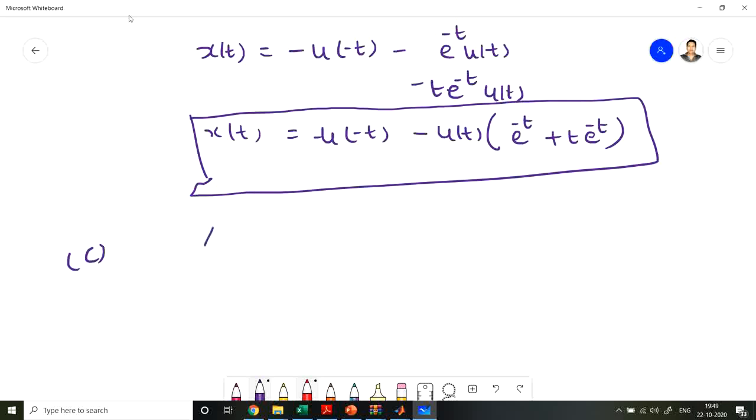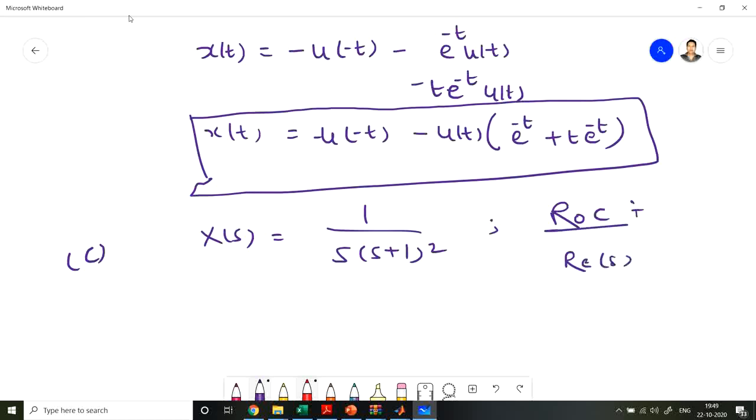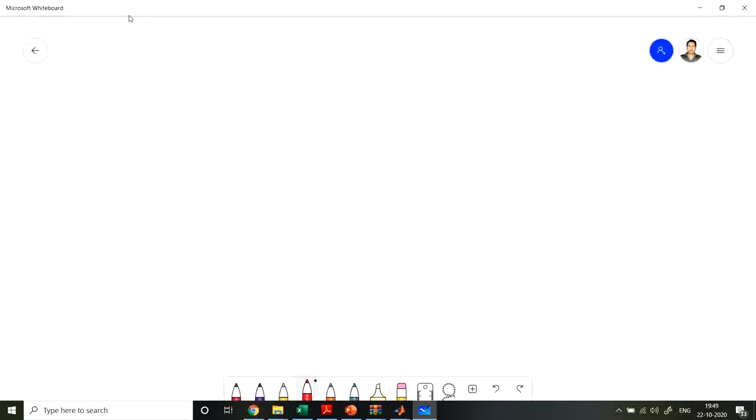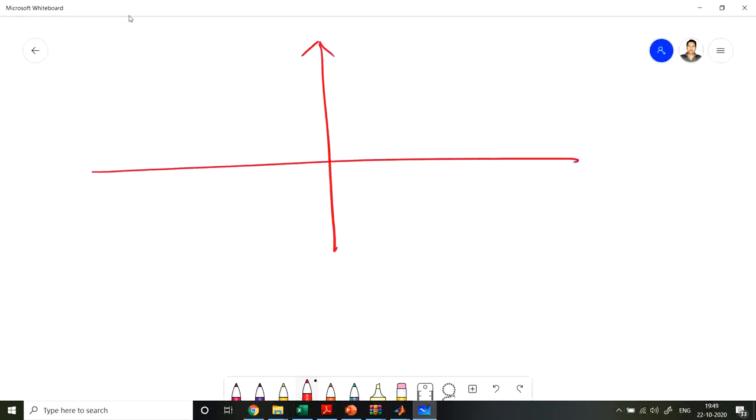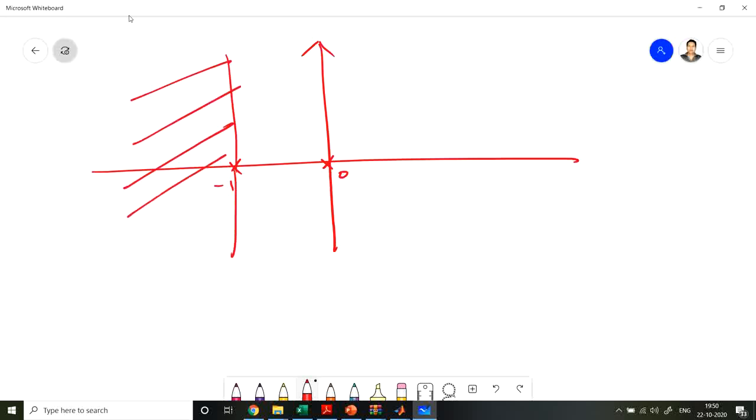Part C: xs is given, and xs is equal to 1 divided by s plus 1 whole square, and the ROC is real part of s less than minus 1. If we plot the ROC, we have a pole at s equal to 0, and a pole at s equal to minus 1, in fact a double pole. So what is the ROC? The ROC is real part of s less than minus 1.